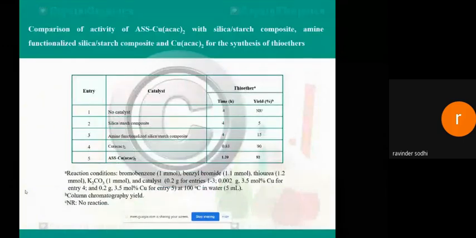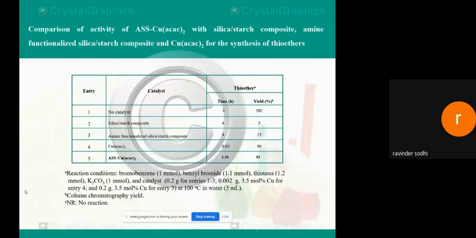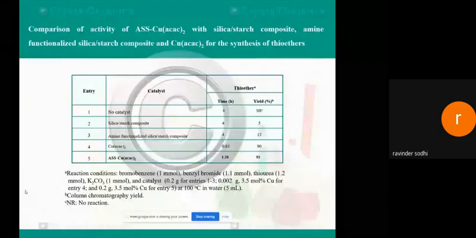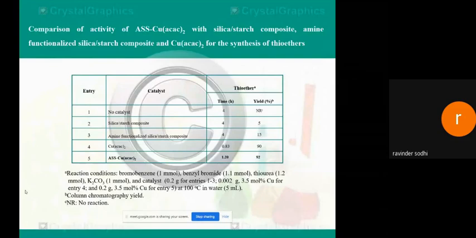Then a comparative study was carried out to check the role of our catalyst, whether the catalyst is catalyzing the reaction or whether some role is also being played by our support material. So we carried out the reaction in the absence of catalyst and with its precursors, like silica starch composite, amine functionalized silica starch composite, and copper acetylacetonate in homogeneous medium, and our catalyst. No doubt the homogeneous condition gave the best result, but it suffers from drawbacks like tedious workup, and it is non-recyclable under the reaction conditions.